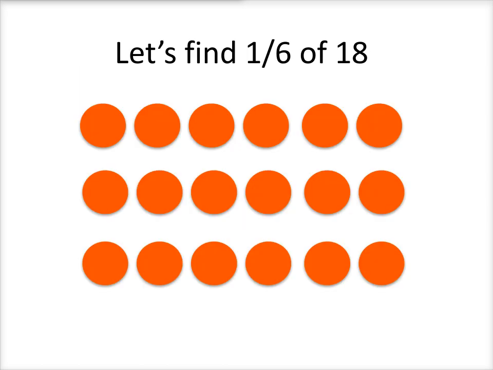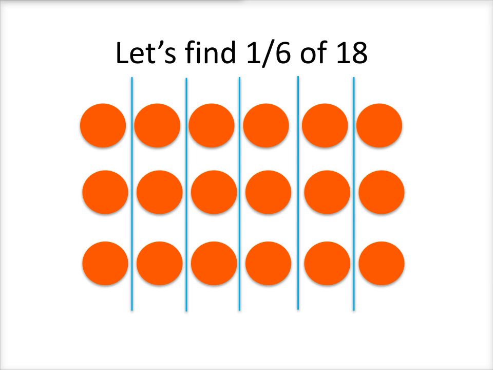Let's look now at how we would find 1/6 of 18. Here I have 18 dots. You can count them now. If I want to find 1/6 of these dots, that means I want to split it up so there are 6 equal groups.